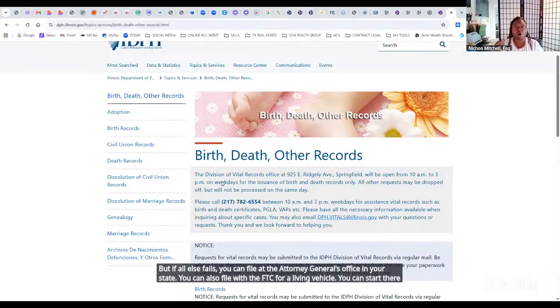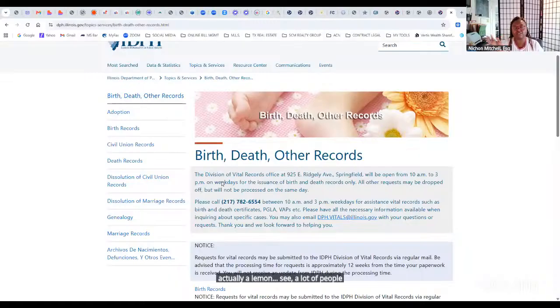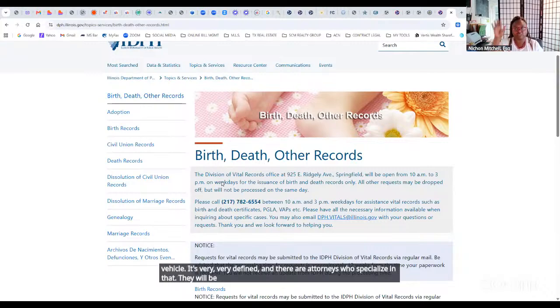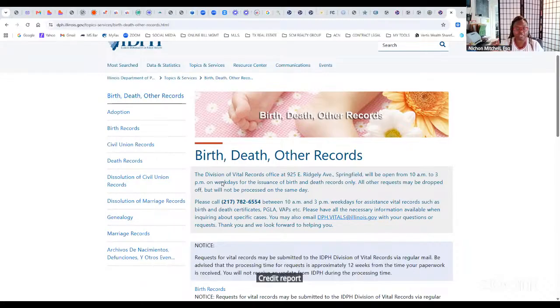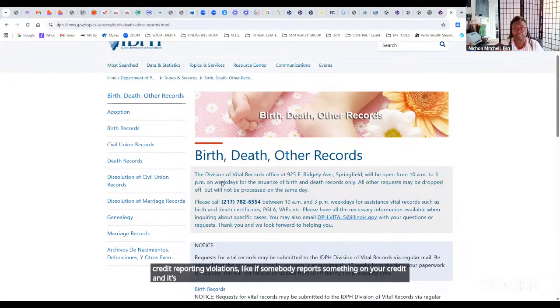You can start there. And then there are attorneys who specialize in lemon law, lemon vehicle laws. Because that's a special area, and it's actually a lemon. See, a lot of people get a car, it don't work. They say, "Oh, it's a lemon." There's actually a very defined definition for lemon for a vehicle. It's very defined, and there are attorneys who specialize in that. They would be under the consumer protection big category of attorneys, just like you have attorneys that specialize in credit reporting violations. Like if somebody reports something on your credit and it's wrong, you can actually sue for that. There's attorneys that specialize in that. So you want to just put that in the area you're in and look for an attorney that specializes in that.